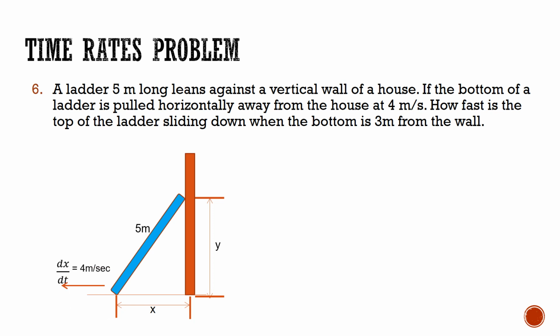So the rate of x, according to the problem, dx over dt, or the speed of the change in x, is 4 meters per second. So when x is 3 meters, what is our rate of y, or the change in y with respect to time? Of course, we can use the Pythagorean theorem, relating x, y, and 5.